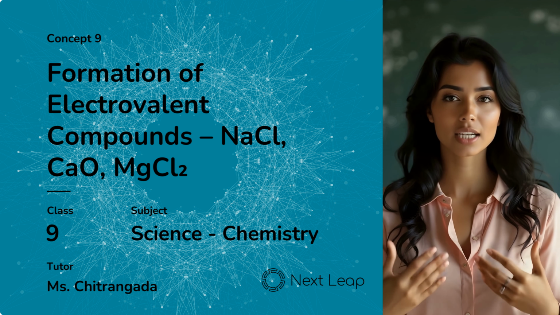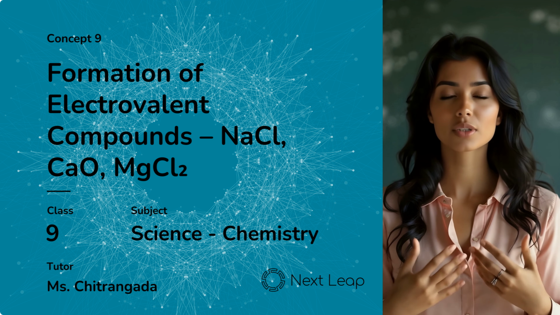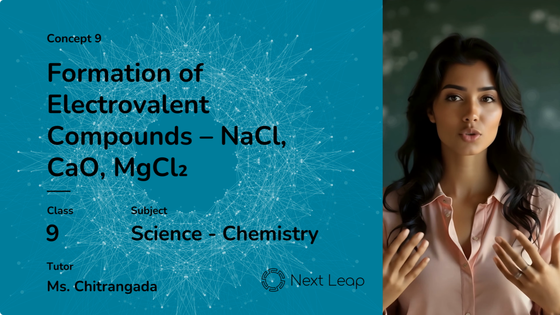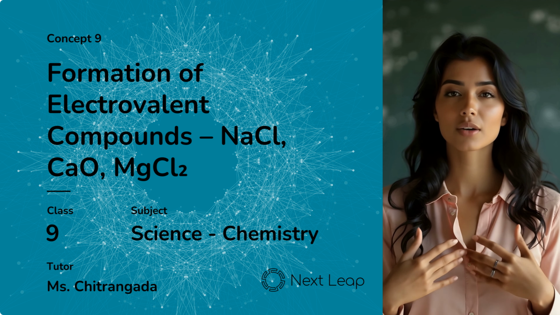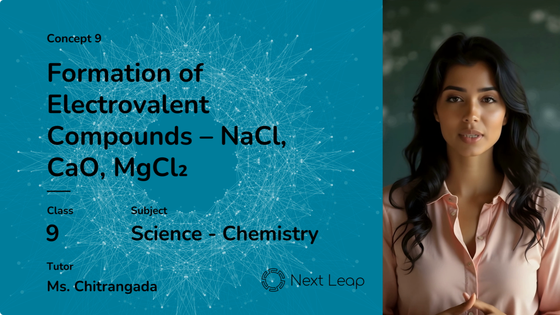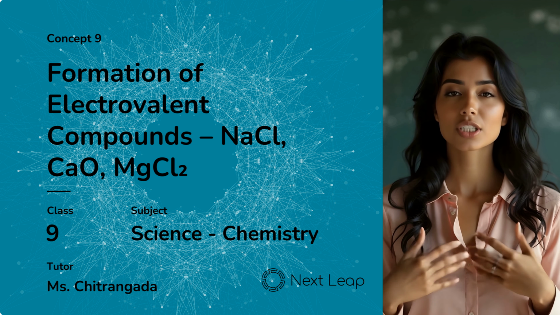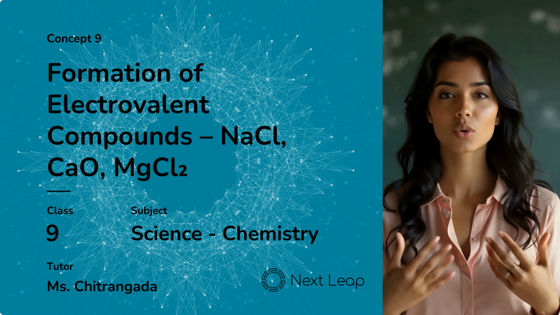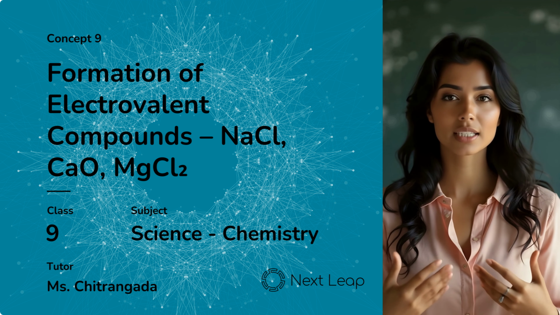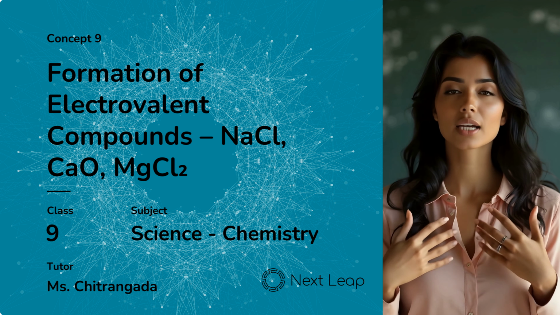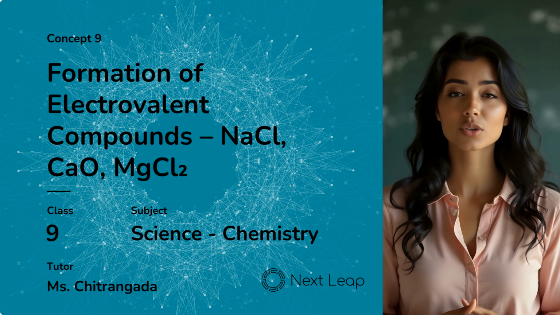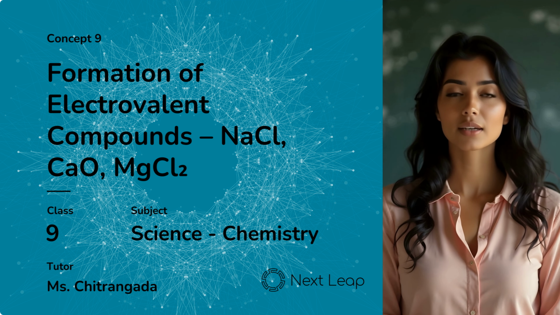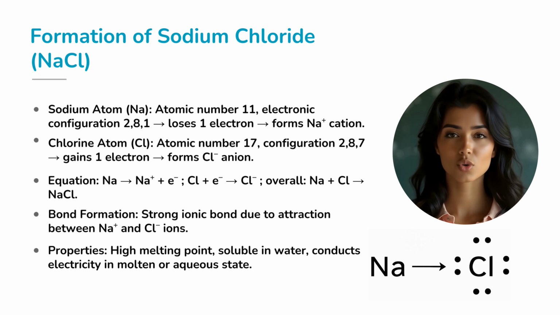In such a bond, electrons are not shared like in covalent compounds but are completely transferred from one atom to another. Metals, which love to lose electrons, transfer them to nonmetals, which eagerly accept them. This exchange creates positively charged cations and negatively charged anions, and the strong electrostatic pull between them holds the compound together. That is why compounds like sodium chloride, calcium oxide, and magnesium chloride are so stable and widely used in our daily life. Let's begin with sodium chloride, the compound we know as table salt.